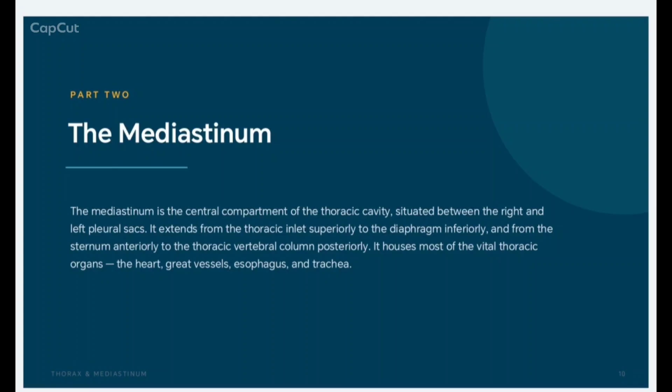Transitioning to part 2 of our presentation, we focus on the mediastinum. The mediastinum is the central compartment of the thoracic cavity, situated between the right and left pleural sacs that contain the lungs. It is a highly crowded and vital space.